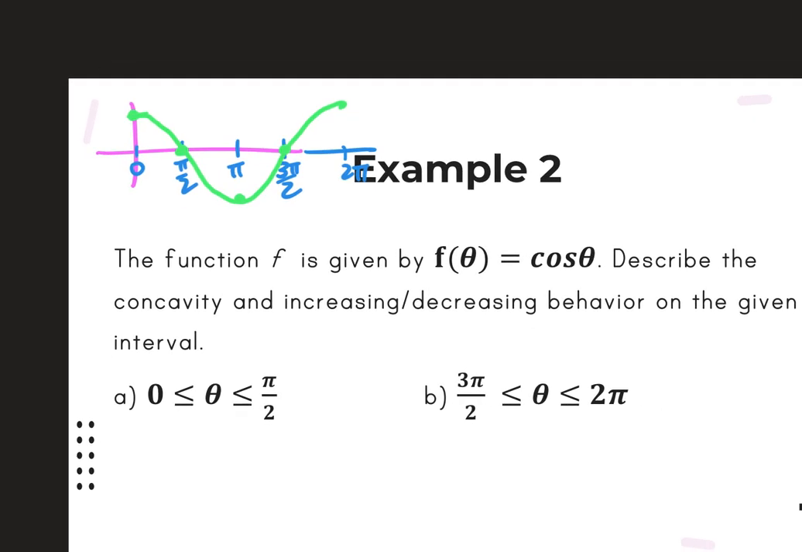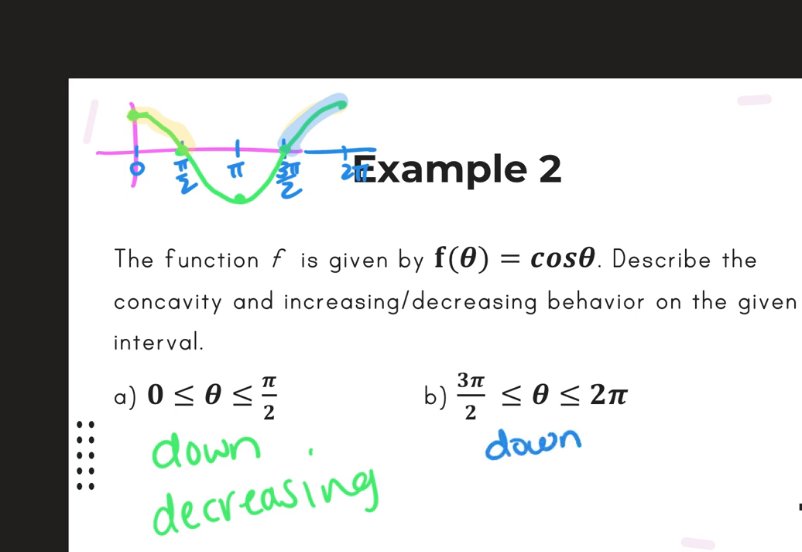So what would be true about the concavity from 0 to 2 pi? I'm sorry, from 0 to pi over 2. Concave down. And what would be true about your increasing, decreasing behavior? Decreasing. And then from 3 pi over 2 to 2 pi, concave up or concave down? Up again, increasing or decreasing? Increasing. Good so far? Yeah? Okay.